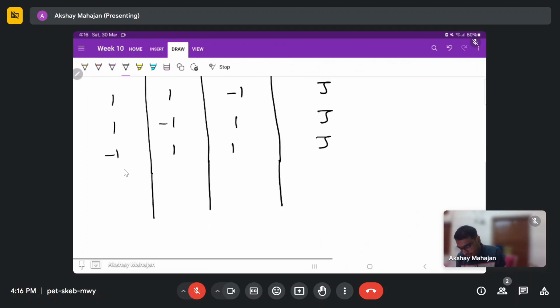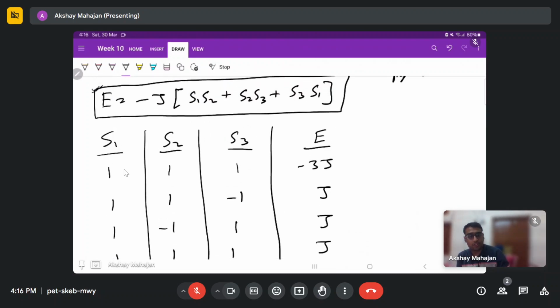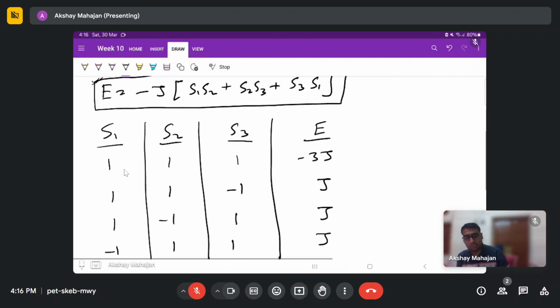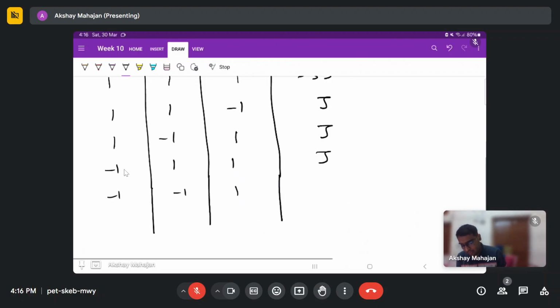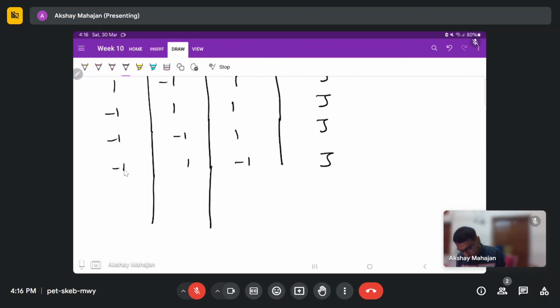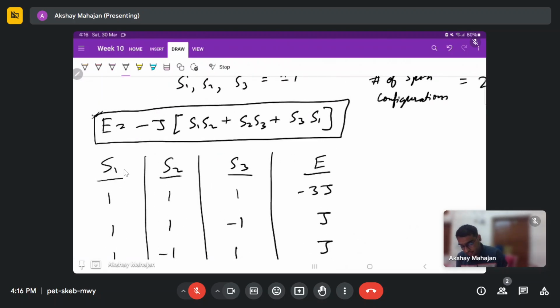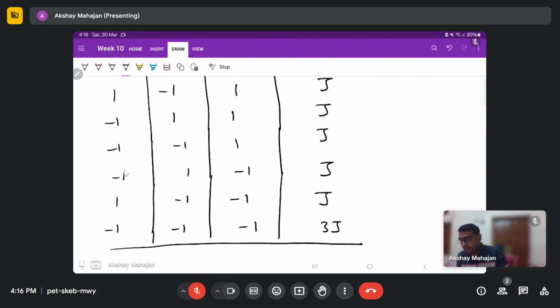Then if we have -1, -1, 1, for S1 S2, S1 is -1, S3 is 1. You can check that S1 S2 will give us +1, S2 S3 will give us -1, and S3 S1 will again give us -1. So we again get -2 + 1, that is -1, and -1 times minus J will be J. Similarly, -1, 1, -1 will also give us the energy J, and the other configuration, 1, -1, -1, will also give you J. The last possible configuration is all 3 of them being -1. Because you get S1 S2 as minus 1 times minus 1, which is plus 1, and similarly for the others, this will actually give us -3J.